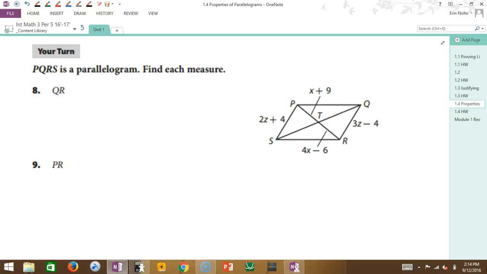Will you write yours for number 8? So go ahead and have you write in green.